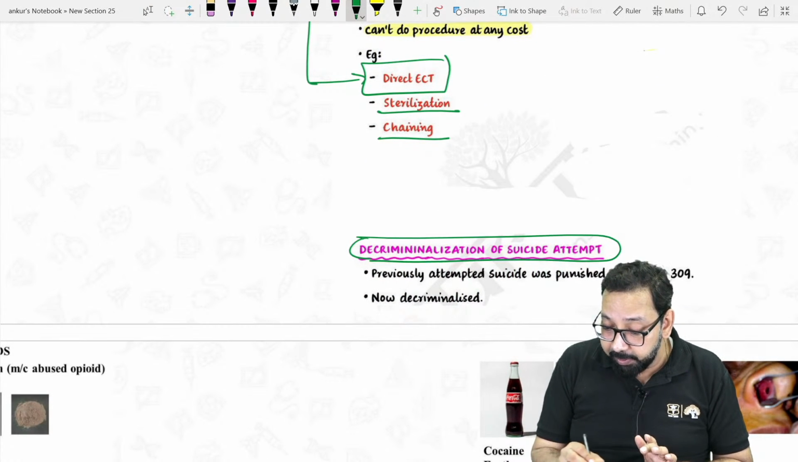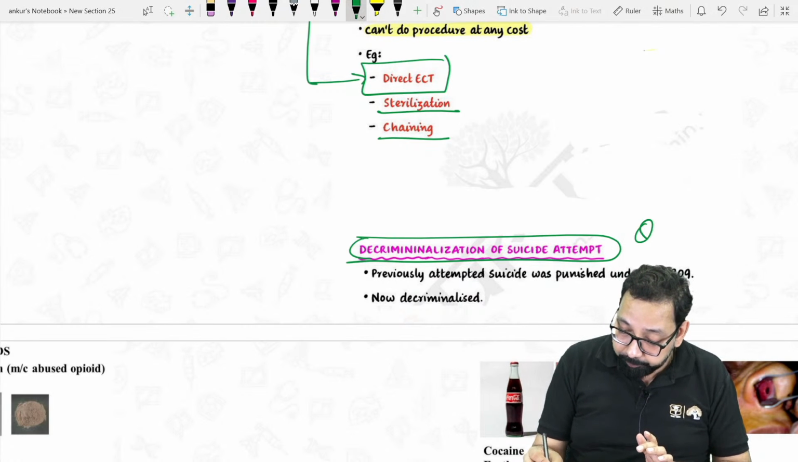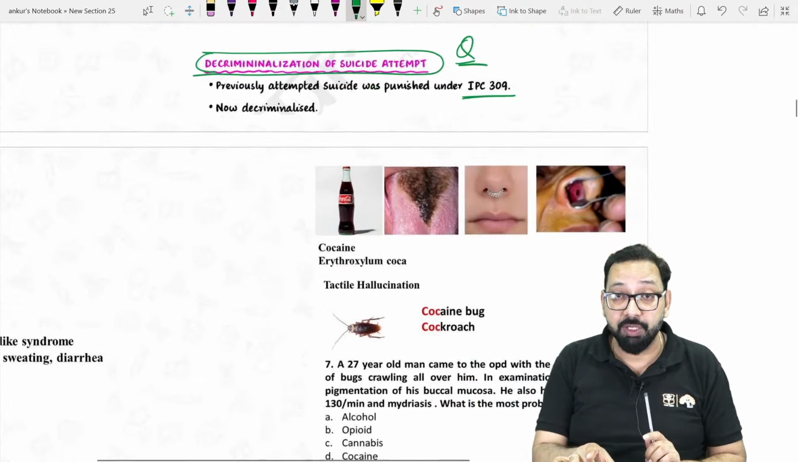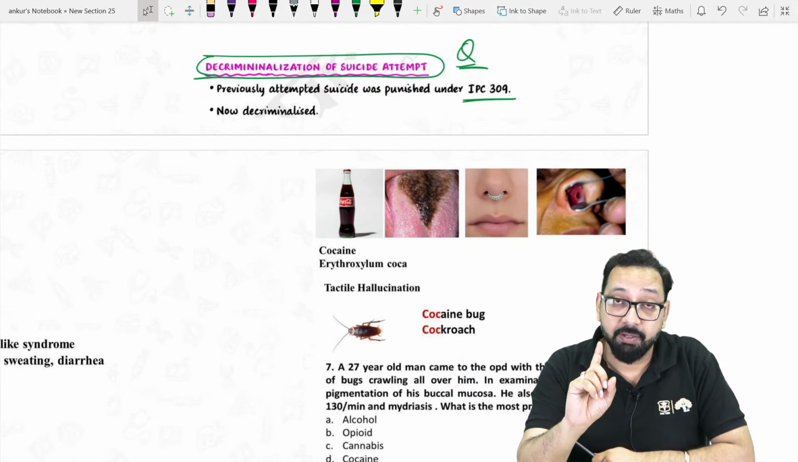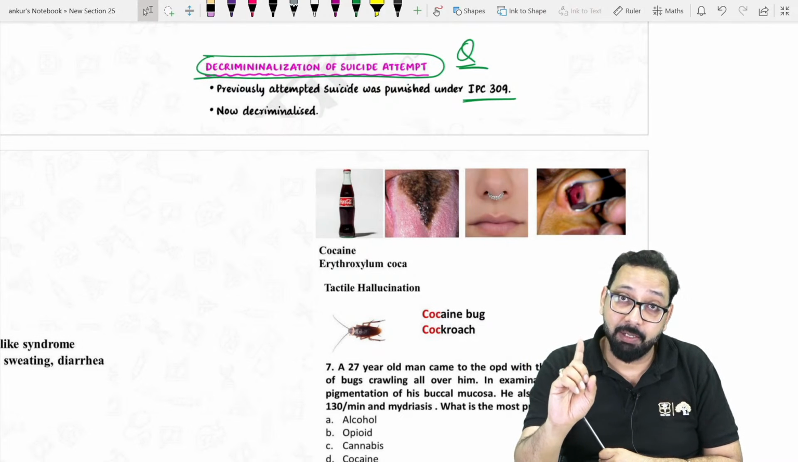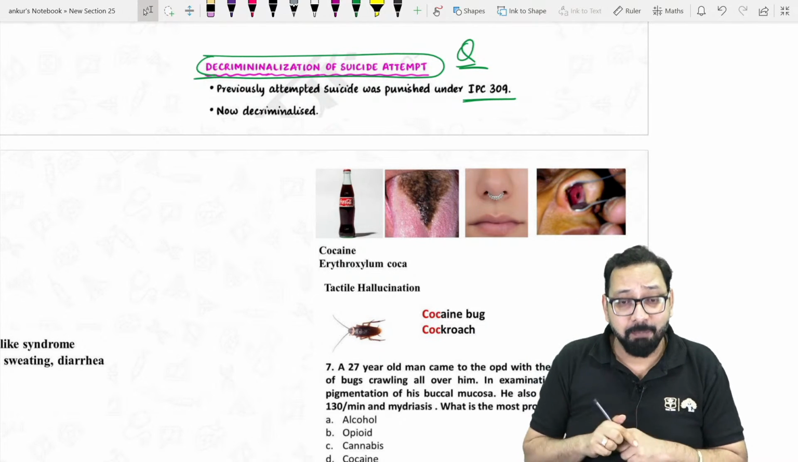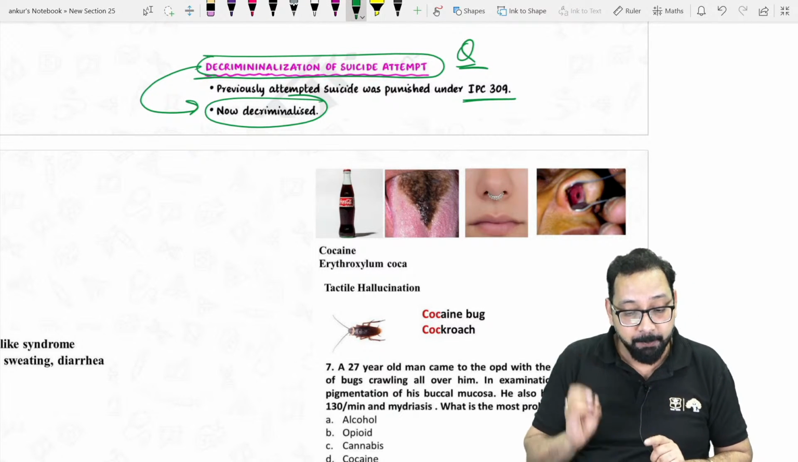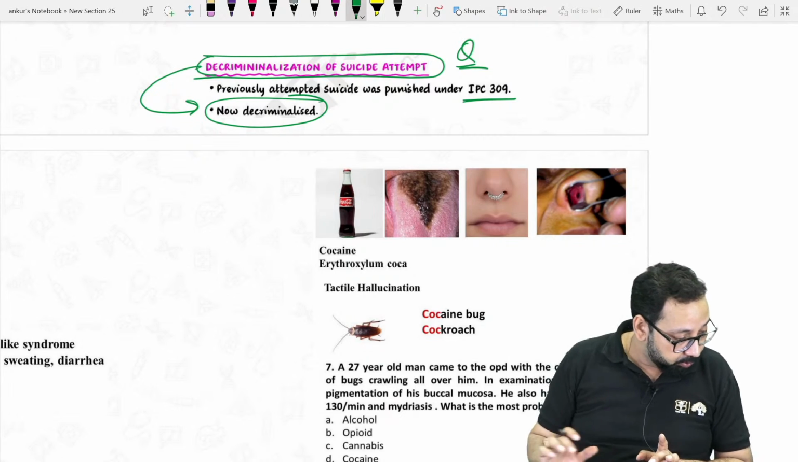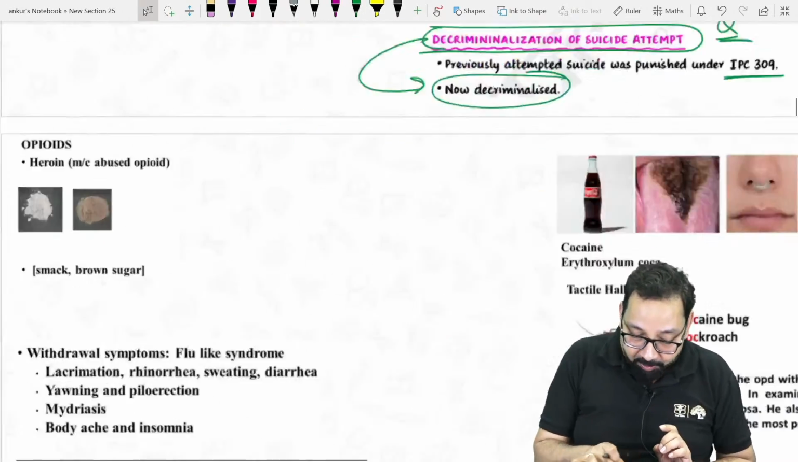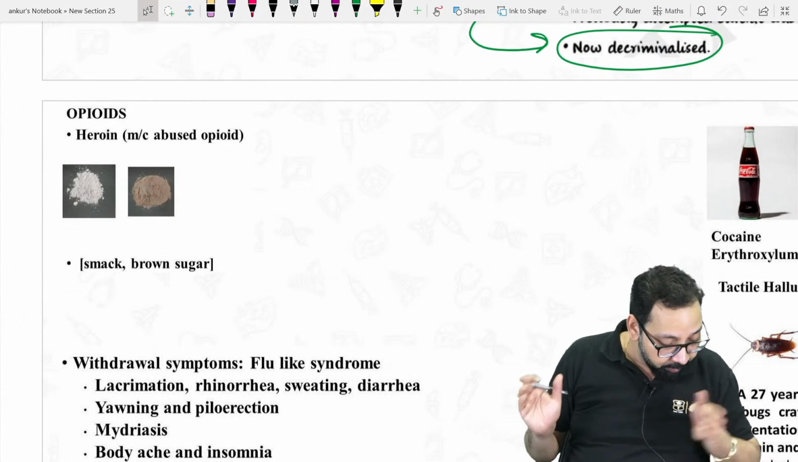Decriminalization of suicide attempt. This is a question. Remember IPC 309. Previously we used to say if you try to commit suicide, if you die it's okay. If you survived you will go to jail for 1 year. But the Mental Health Care Act has removed, decriminalized this suicide attempt. So now you can. No, you should not. No need to commit suicide. Okay.